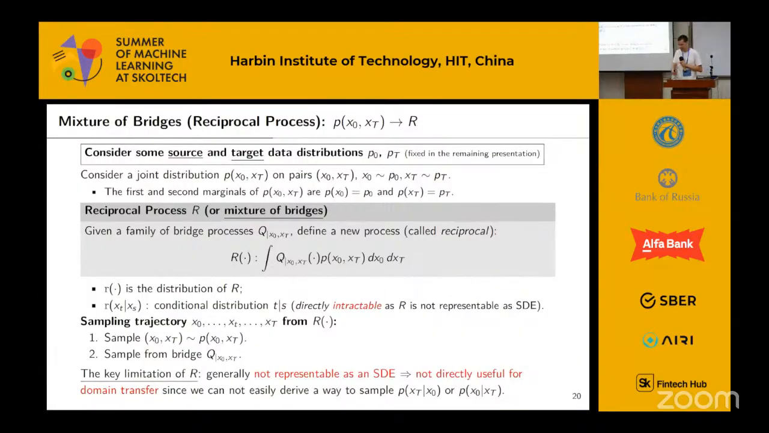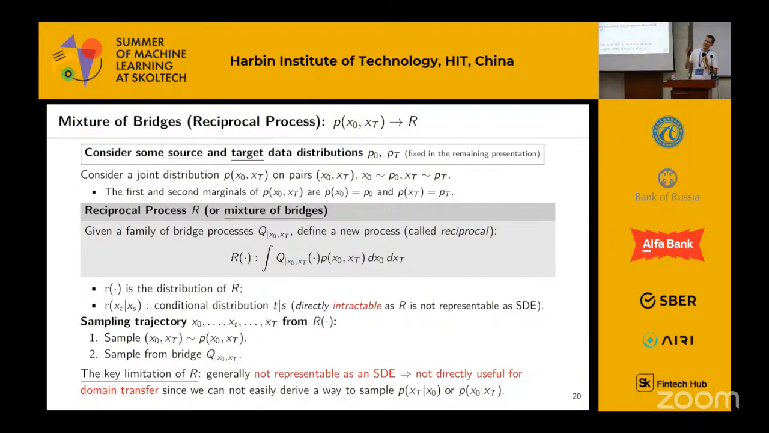Okay, now to move next, we need to know even more complex stuff, which is called a reciprocal process. What is a reciprocal process? Well, reciprocal process is quite a complex terminology. In fact, by the word reciprocal in stochastic differential equations, usually a lot more general stuff is meant. But we will talk about a particular class of reciprocal processes which are widely used nowadays in generative bridge models.